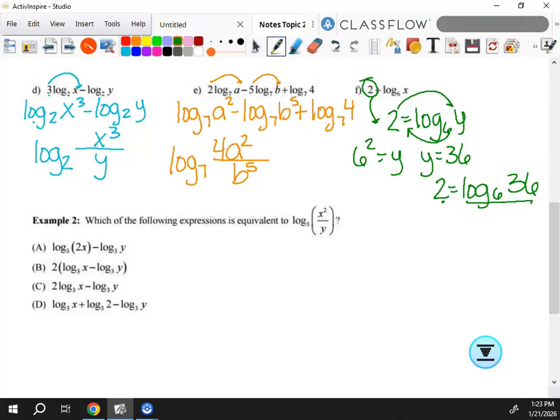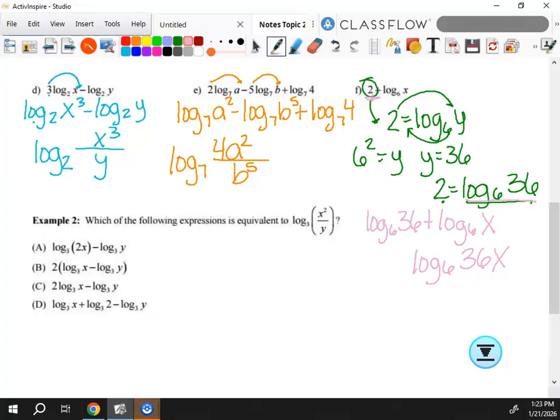Now I'm not done because I didn't actually use what's up there. All I'm doing here is replacing that 2. So instead of that 2 right there, I have log base 6 of 36 plus log base 6 of x. Two logs, same base. So that'll give me log base 6 of what? 36x. Okay.